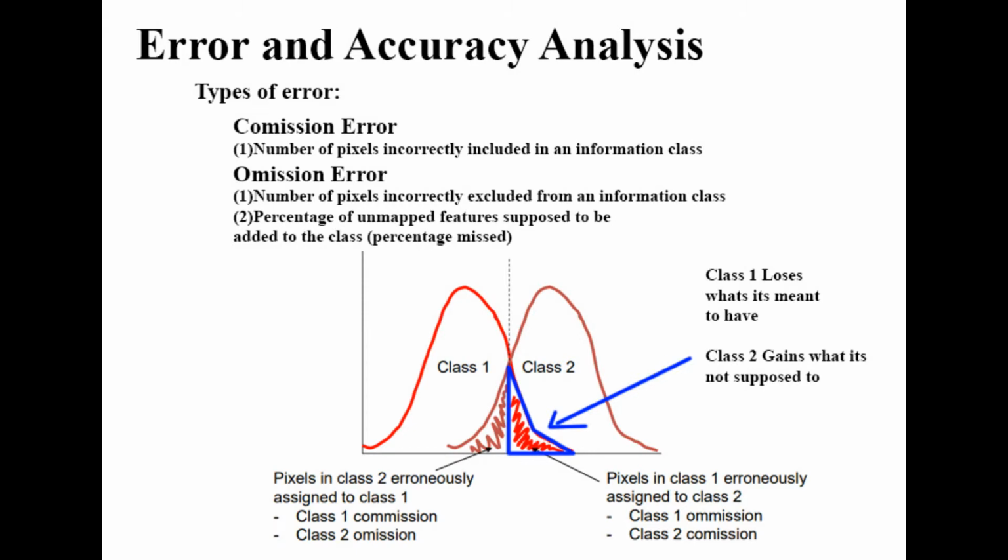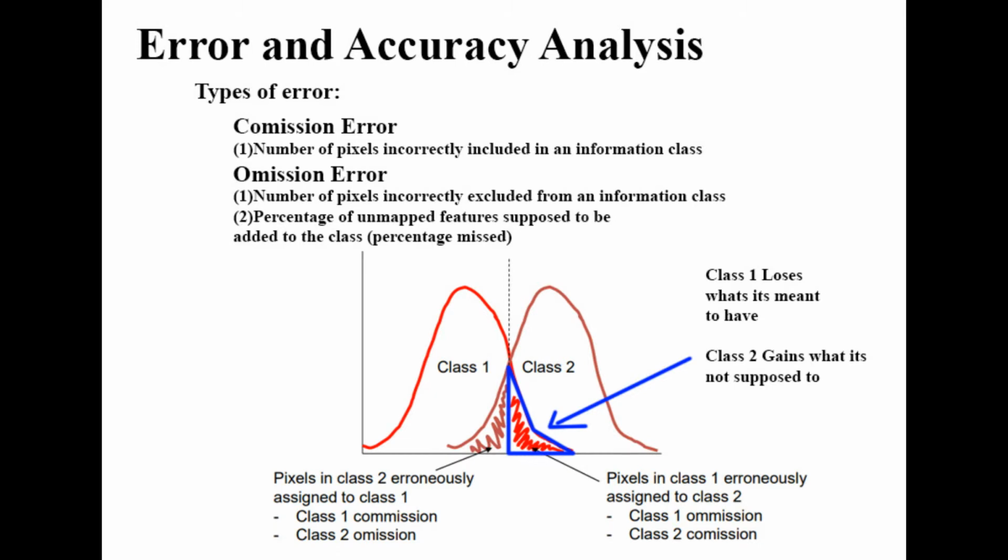There is the commission error, which is the number of pixels incorrectly included in an information class. And then there is the omission error, which is the number of pixels incorrectly excluded from an information class. If you look at this blue area that I've highlighted, this is supposed to be class 1. This is what class 1 is supposed to have in that bell curve, but it doesn't. It's being taken in by class 2 because class 1 and class 2 are overlapping. So class 2 is gaining what it's not supposed to, and class 1 is losing what it's meant to have.